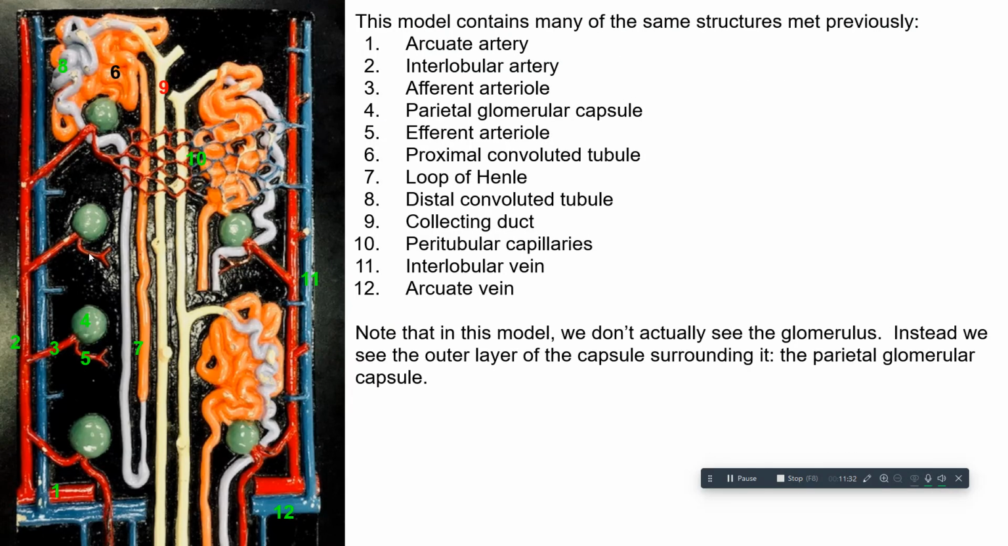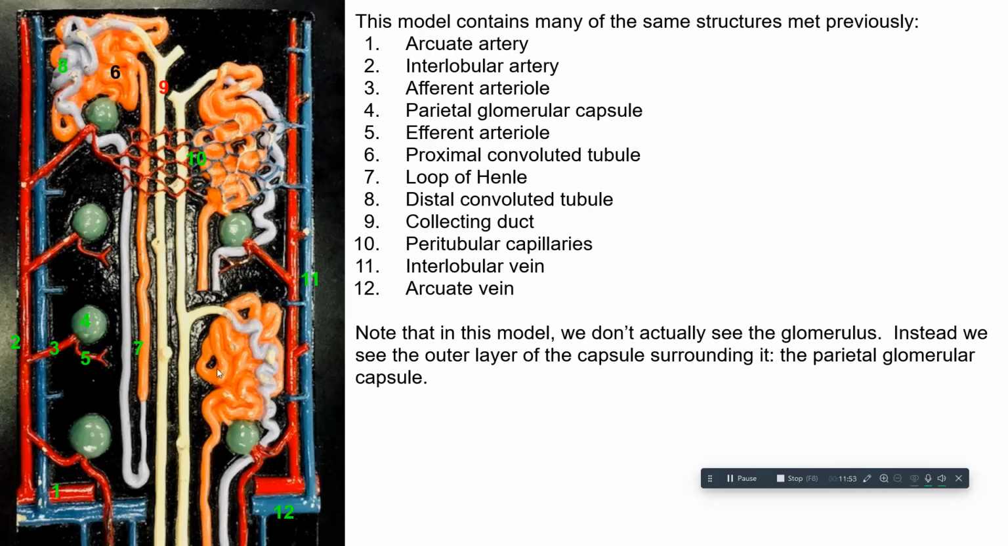We also see efferent arterioles coming out. Notice the afferent is big, the efferent is little. That maximizes glomerular pressure, which is essential for filtration. I also see some paratubular capillaries here, then my interlobular vein, and my arcuate vein.